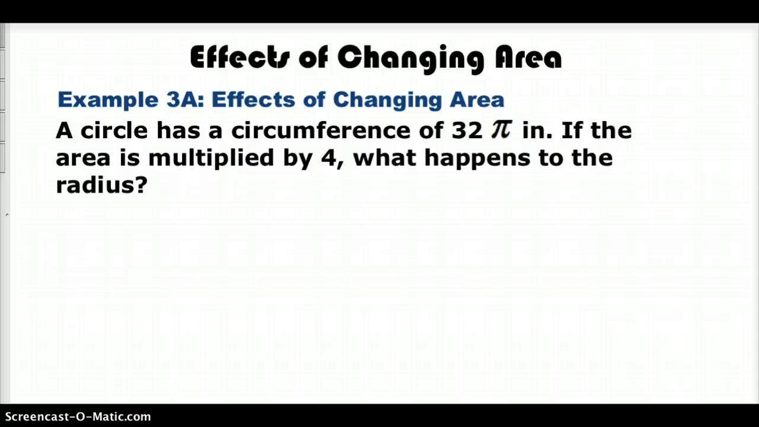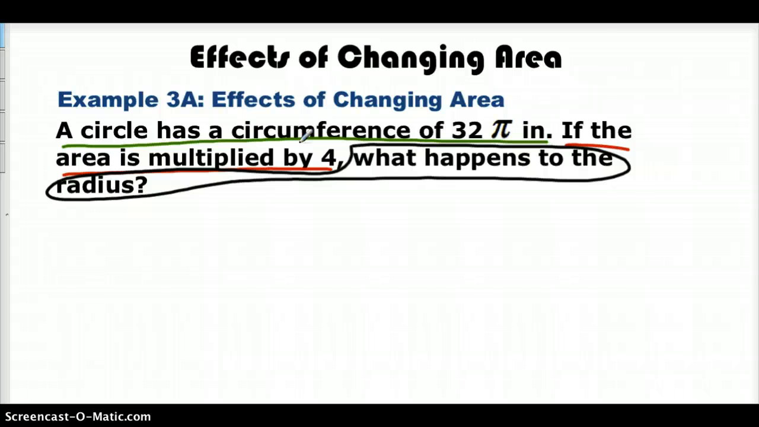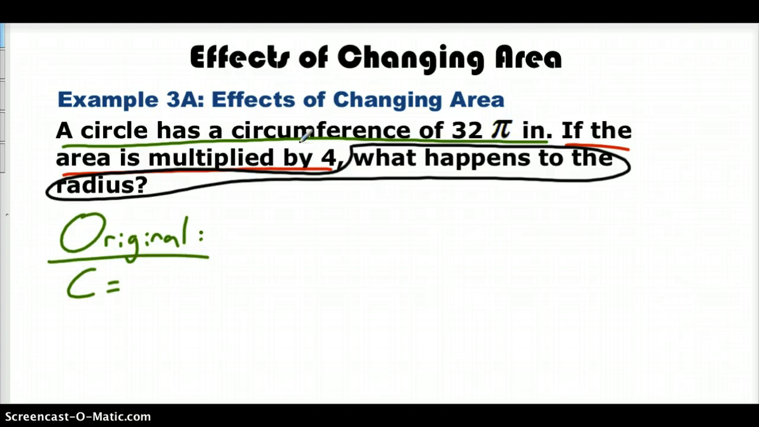Okay, so I'm going to underline this first part again. It says the circle has a circumference of 32 pi. Then it says the circle area is multiplied by 4. And then what actually happened to the radius? So the first thing we have to figure out is, what is the radius of this first circle? I'll call this the original circle, and it tells us that the circumference equals 32 pi inches.